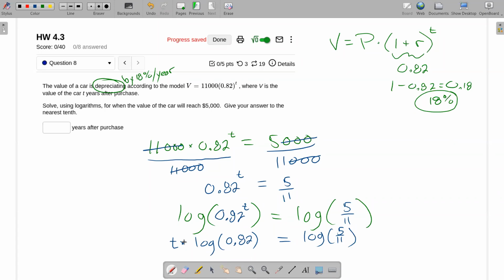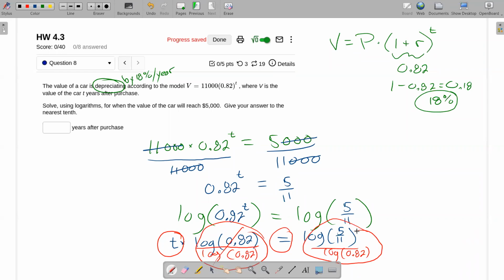And then to get t alone, I have to get rid of this multiplication by dividing. So I'm going to divide this side by the log of 0.82, divide that side by the log of 0.82. Now on this side here, I have a number divided by itself, which is 1. So that tells me t equals this fraction right here with the logs. We cannot cancel the word log. That's highly illegal. We just have to type it as is. So we're going to type it and then check it on our calculator.